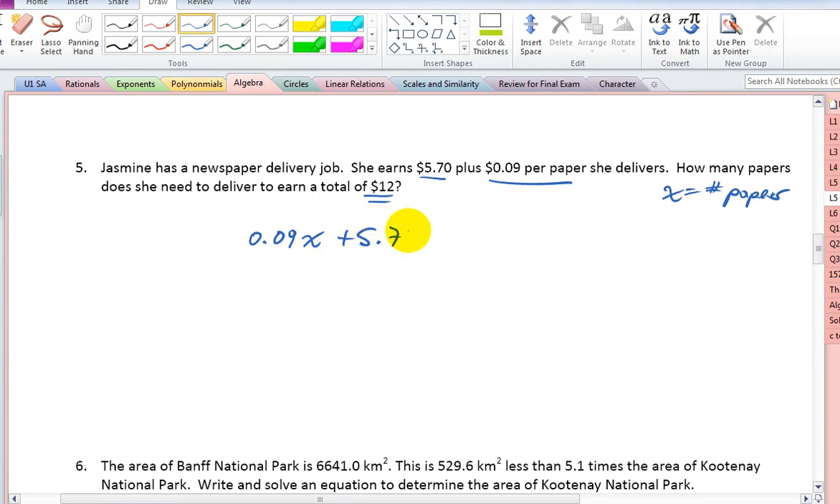What would we call $5.70? Constant. Okay? She throws the paper in the trash, she still gets $5.70. Don't do that, by the way. That's poor character. Okay, there's your equation. Solve for x. Go.